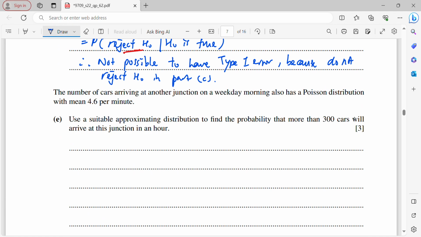Now, the number of cars arriving at another junction on a morning also has a Poisson distribution with mean 4.6 per minute. E. Use a suitable approximating distribution to find the probability that more than 300 cars will arrive at this junction in 1 hour. Alright, so now 1 hour has 60 minutes. Therefore now 4.6 times 60 will be 276. So this value is greater than 15. So when greater than 15, we need to use normal approximation.